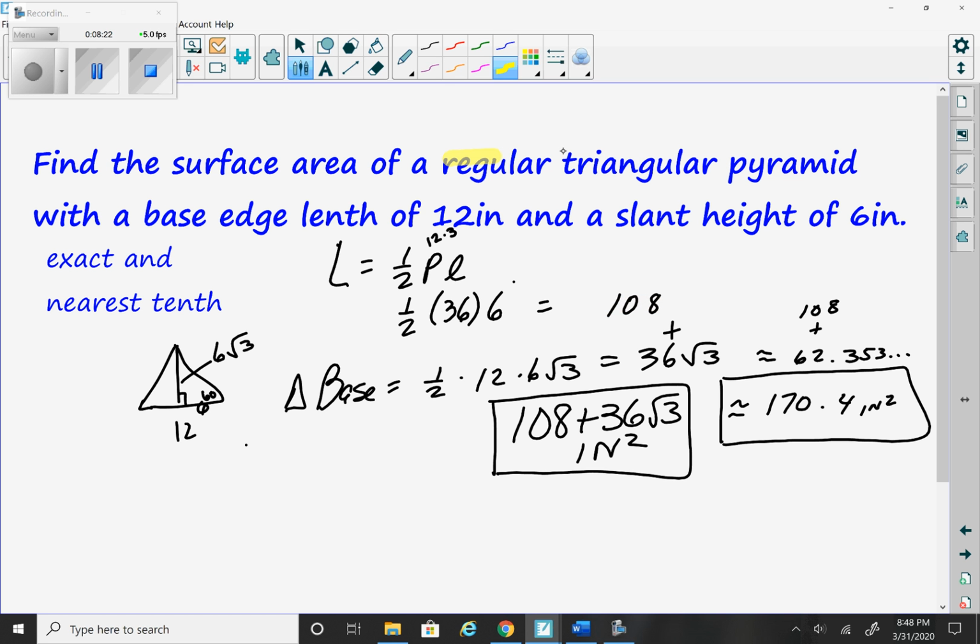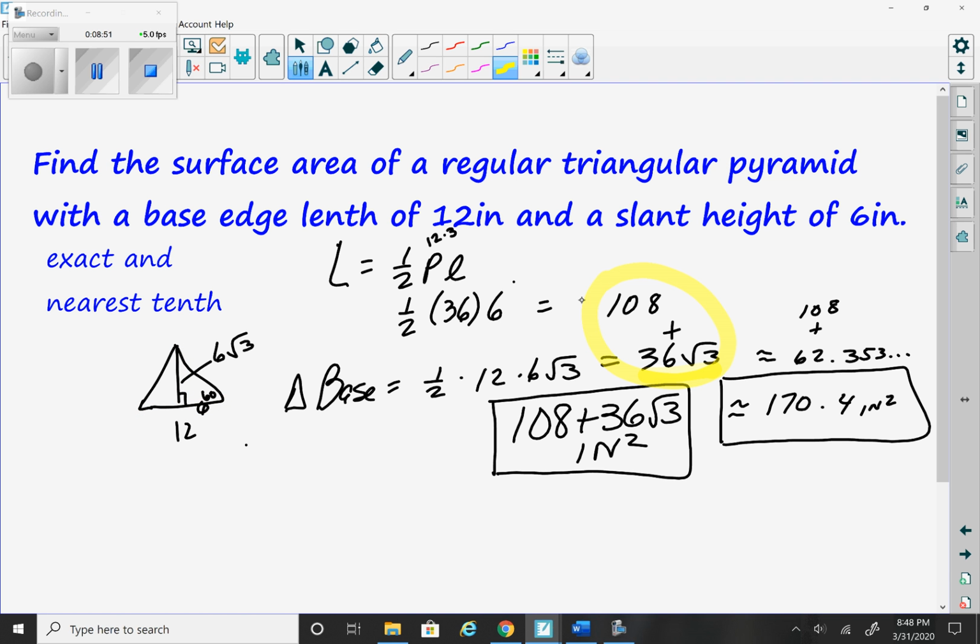Again, if the base is a regular triangle, it's going to be an equilateral triangle. If it's 12 inches on each side, half of that is 6. So then the height of the triangle, the long leg of that 30, 60, 90 triangle, is 6√3. So again, to find the area of a triangle, it's 1/2 times the base times the height. So you have 1/2 times 12 times 6√3. So that gives us 36√3. That's the area of our triangular base.